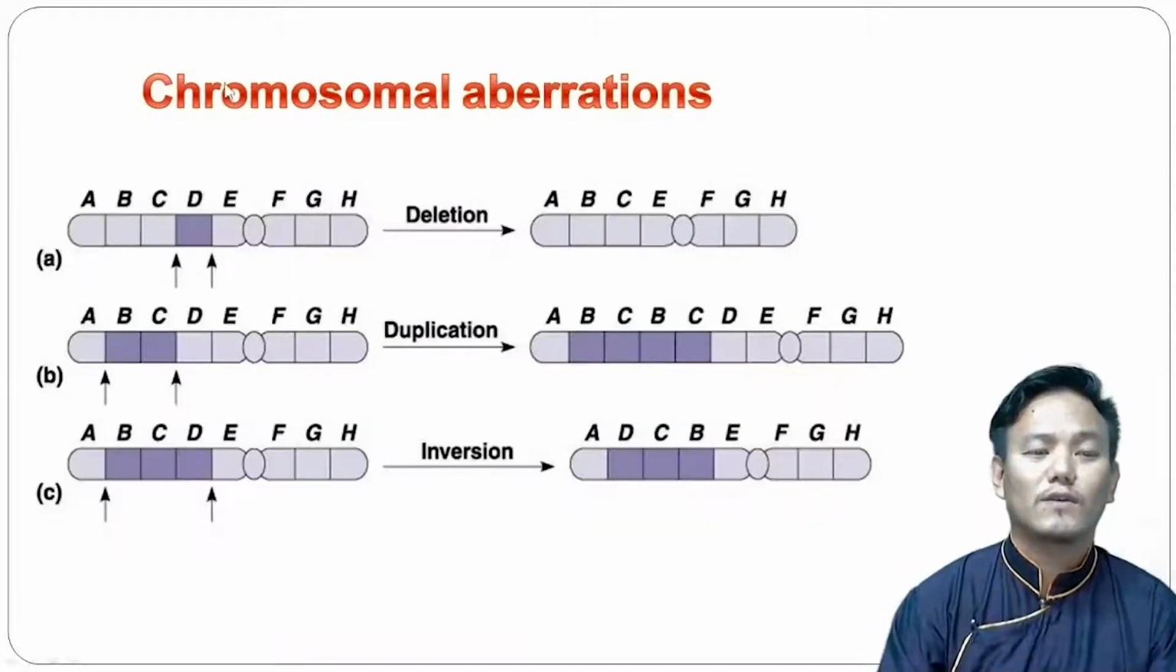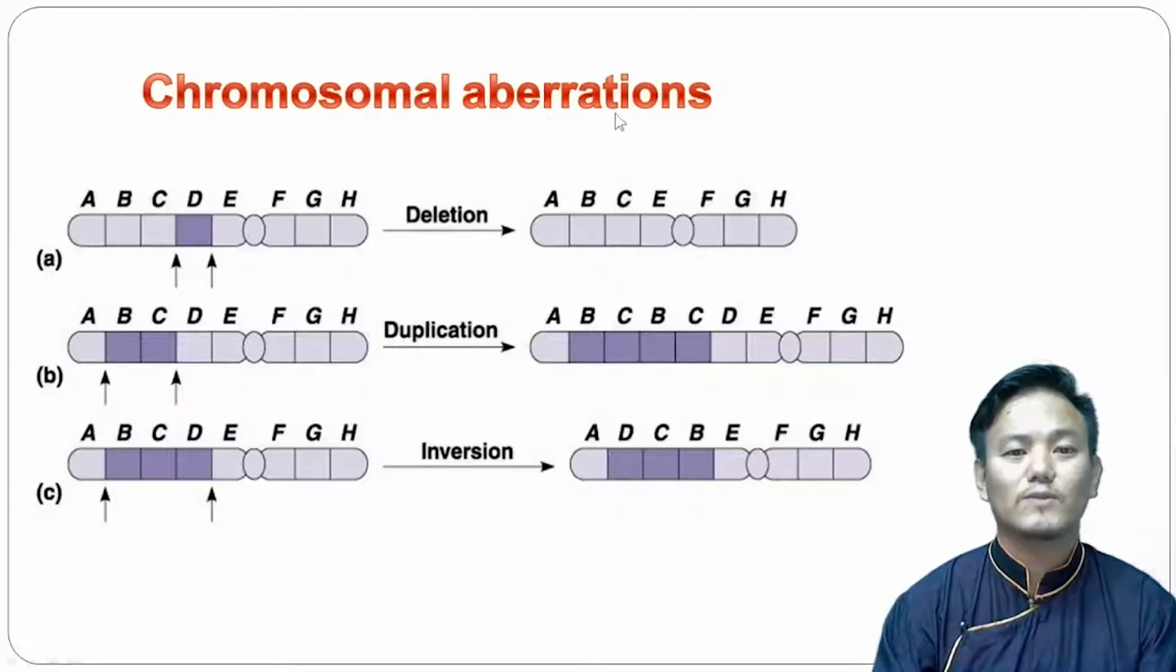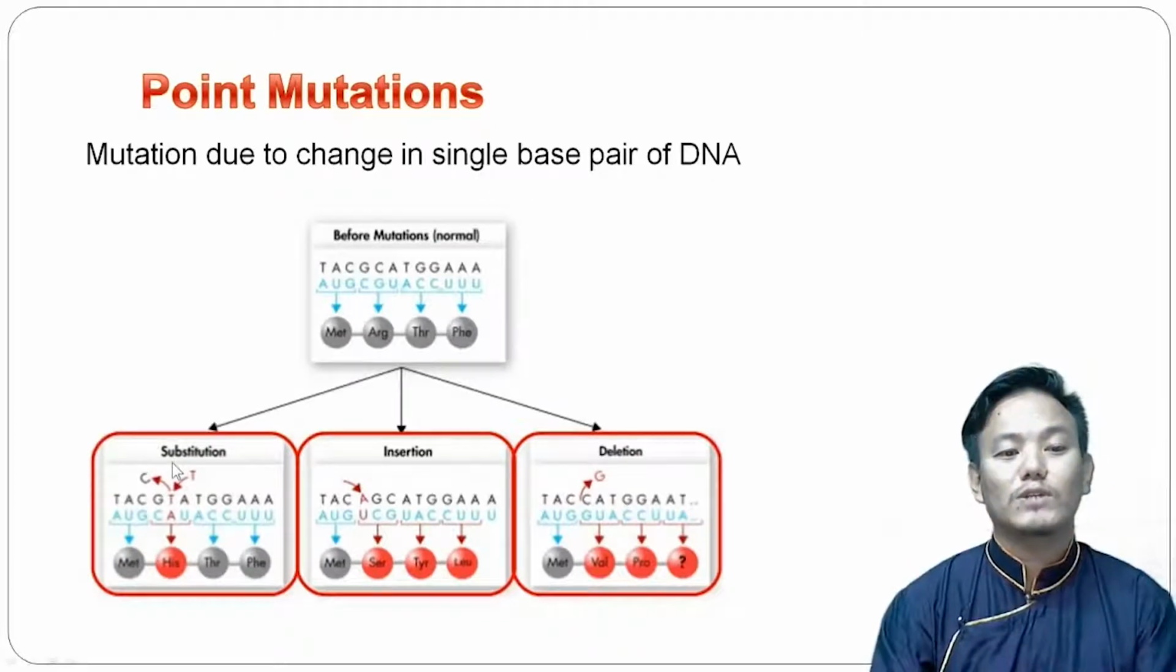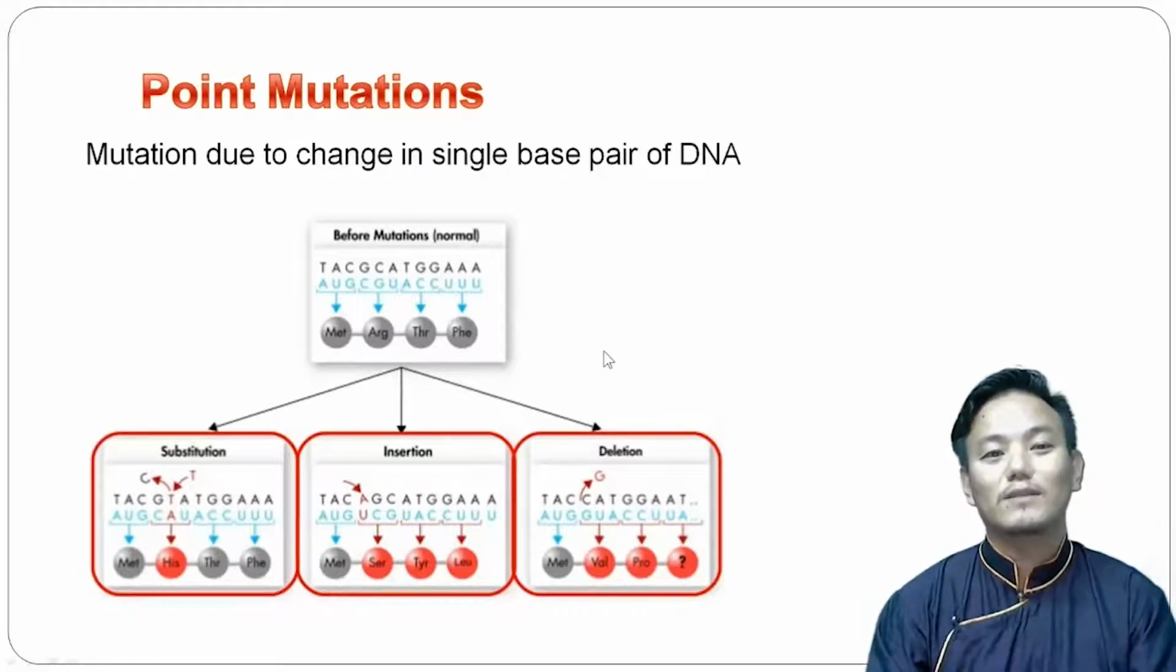We have now discussed chromosomal aberrations. Chromosomal aberrations are of these three types: deletion, duplication, and inversion. And point mutations are of these three types: substitution, insertion, and deletion. Now we can start the Mendelian disorders, right? Some examples of Mendelian disorders.